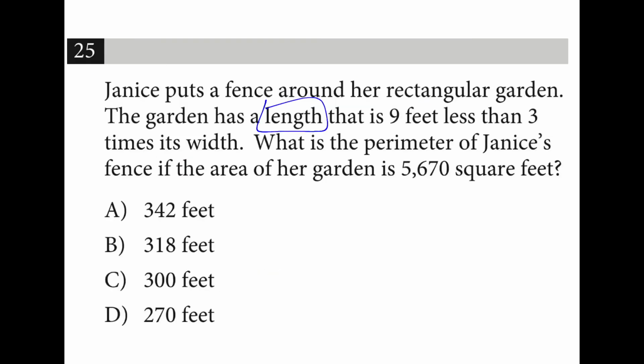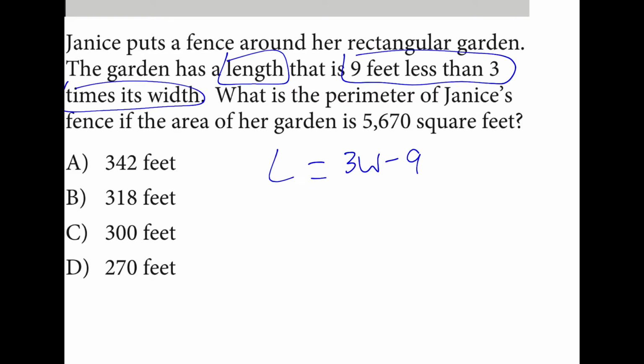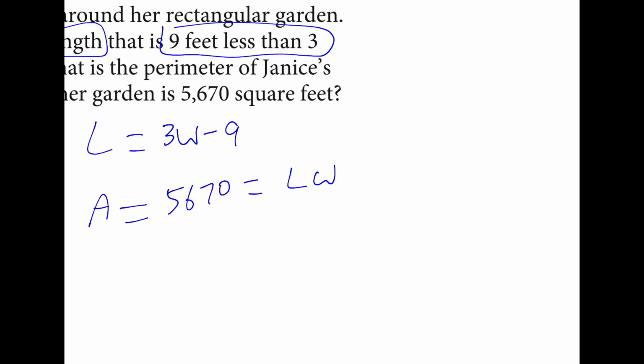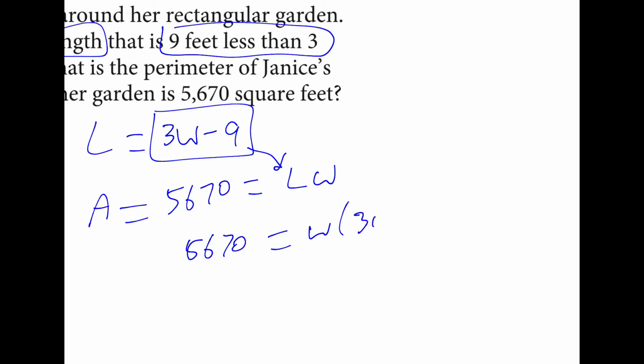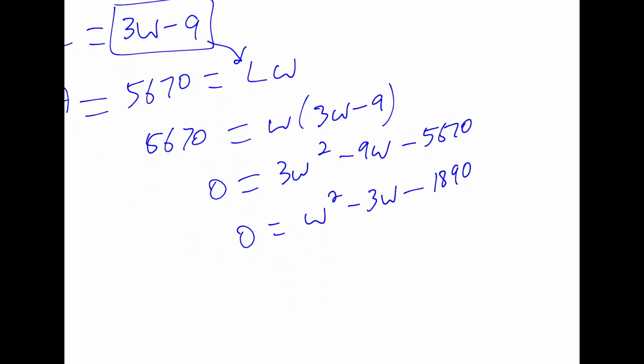The length is 9 feet less than 3 times its width. So L is equal to 3W minus 9. They tell us that the area is equal to 5670, which is equal to the length times the width. In this case, I can substitute L with what it's equal to. So 5670 is equal to W times 3W minus 9. I can distribute the W and move the 5670 over and factor out a 3. So 3 times this entire thing.